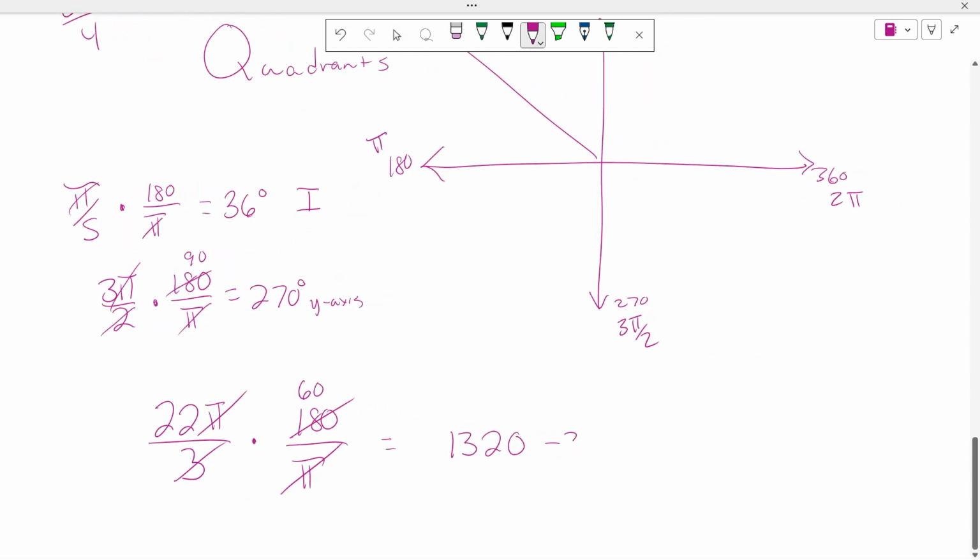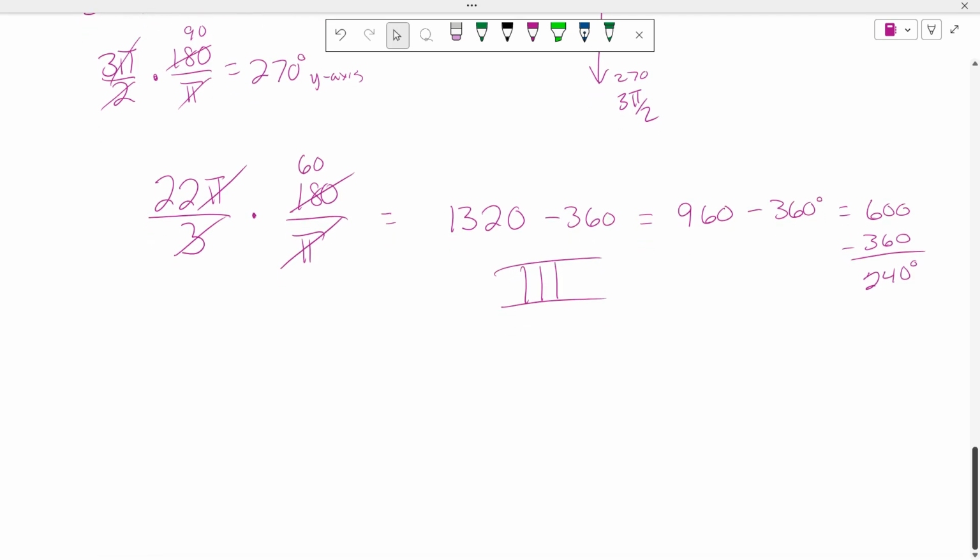So, if I subtract 360 from here, I'm at 960. If I subtract another 360 degrees, I'm at 600. If I subtract another 360 degrees, I'm at 240 degrees. Hey, 240 degrees is there somewhere. Where am I at? Quadrant number 3. So, you can convert it to degrees and do coterminal angles, or you can do coterminal angles right away.